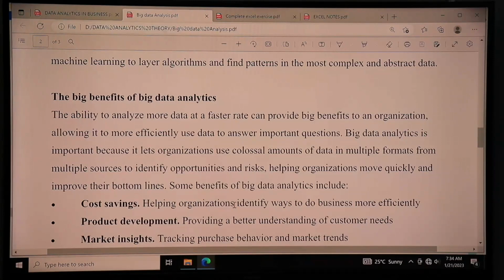So it helps organizations identify ways to do business more effectively, such as product development, providing a better understanding of customers' needs. Because when you have a large amount of data, it means you cut across a big volume. If it is customers, you have a very big database of your customers. So you'll be able to understand different customers from different backgrounds. You'll be able to understand different markets, when you have a large volume of data.